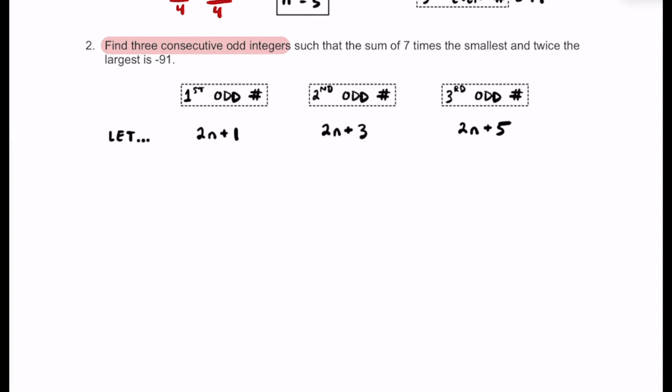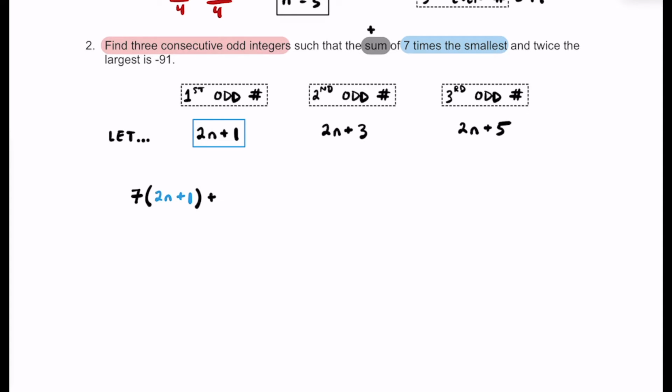All right, now that we know what expressions we're going to use for our first, second, and third odd integers, let's look at the rest of the problem. Now, they give us this key word in here of sum, which means we're going to be adding some things together here. But what are we going to be adding? Looks like we're going to be adding 7 times the smallest. And so this right here is our smallest integer. So let's go ahead and write 7 multiplied by that. So it's 7 times the quantity of this 2n plus 1.